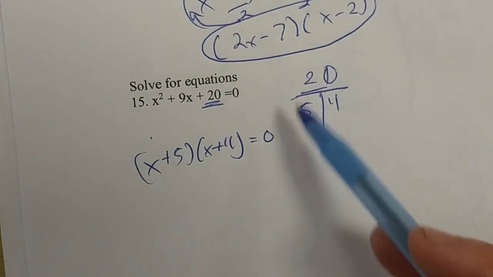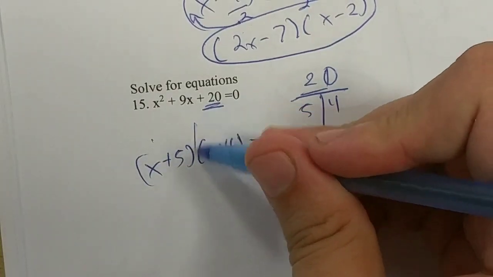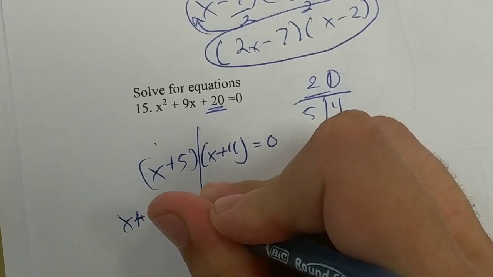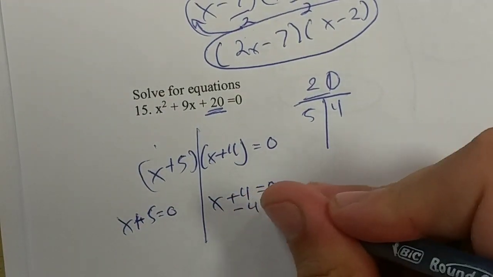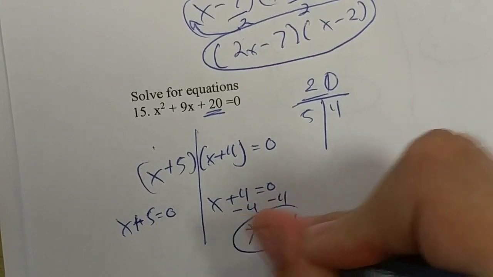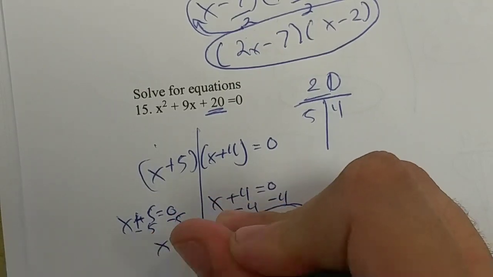So this is a combination of the questions we just did plus the question on the last page. You split it in half. X plus 5 equals 0, and x plus 4 equals 0. Minus 4 on both sides, you got x equals negative 4. And you got minus 5 on both sides, so x equals negative 5.